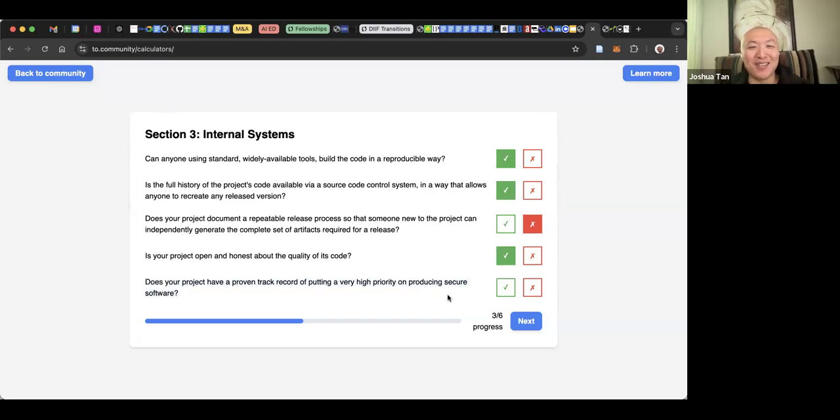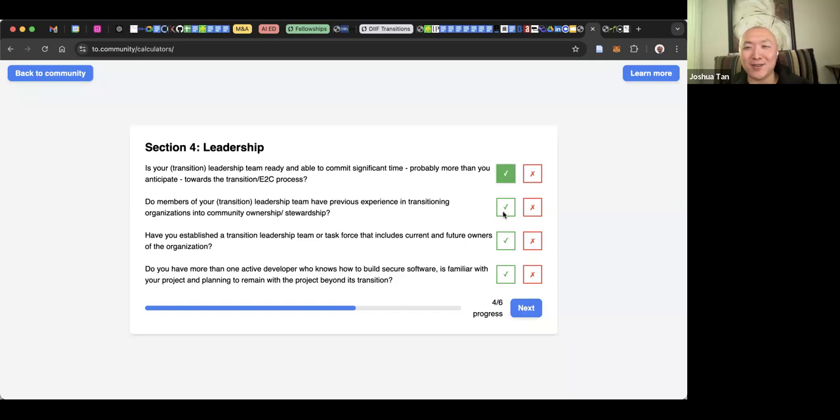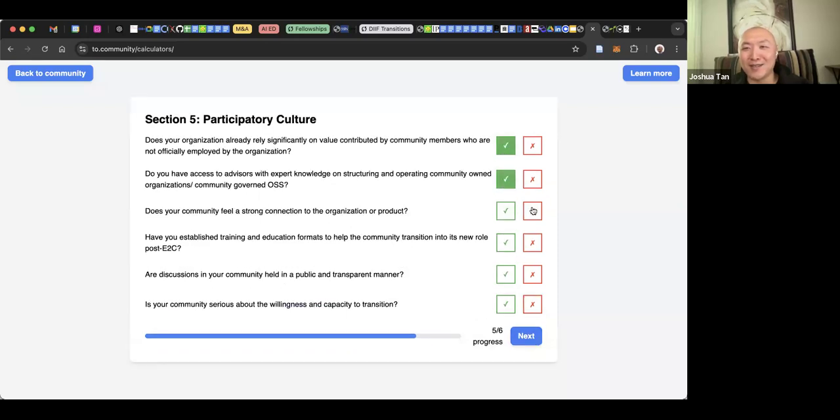Does your project have a proven record on producing secure software? We are authoring a security standard with all the best security people in the DAO ecosystem. So I'm going to say yes. No, it's in progress. All right, let's just say no for now. All right, I'm going to just say yes to all these things and give myself the benefit of the doubt, so you're not sitting here with me forever.